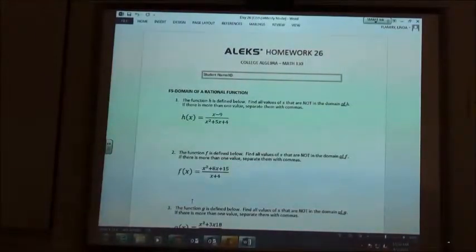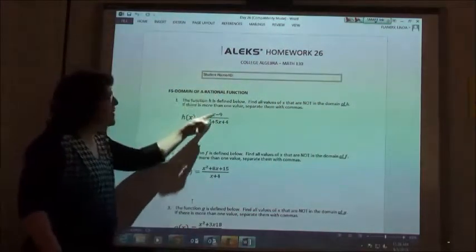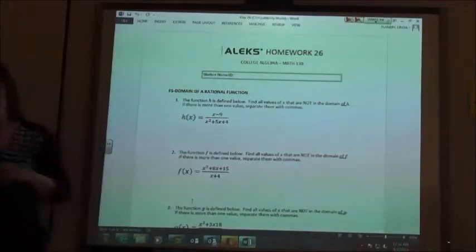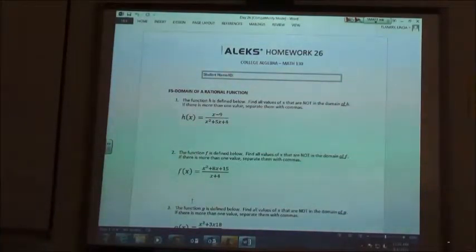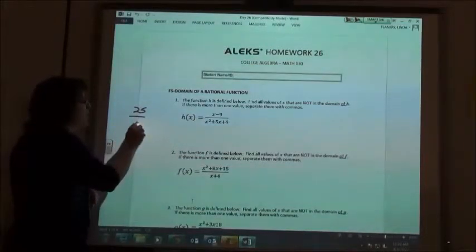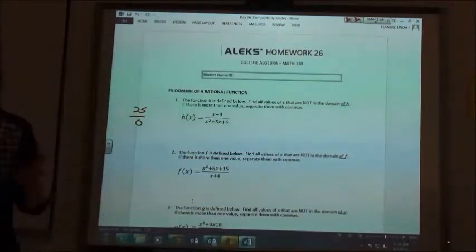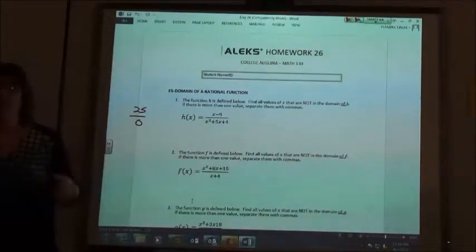College Algebra Homework 26. Starting out with the domain of a rational function. A rational function just means it's in the form of a fraction. If I have a fraction and I try to put 0 in the bottom of my fraction, say I did 25 over 0, if you put that in your calculator, it's going to give you a math error. Division by 0 is undefined.